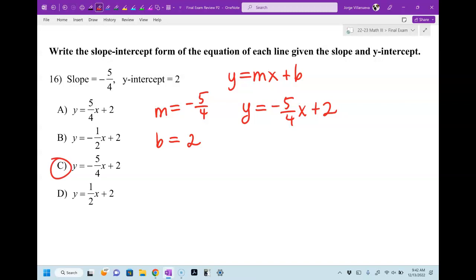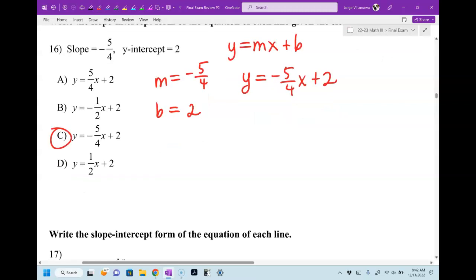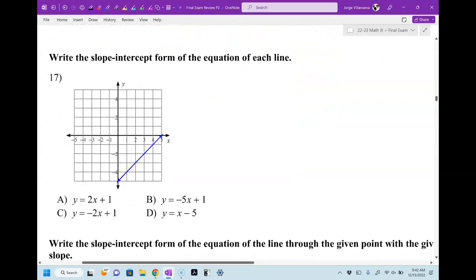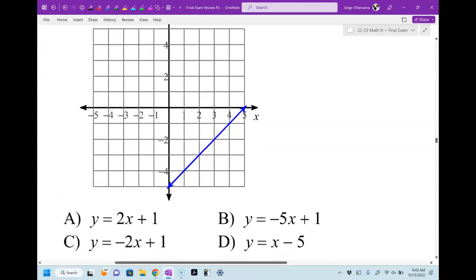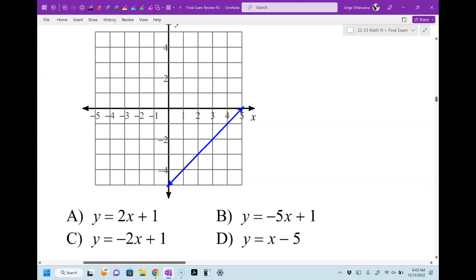So that one's really quick. But they progressively get harder as we keep moving, okay? But that one was pretty quick. Now, 17 is very similar, but they do kind of give us less information here. They said, write the slope-intercept form of the equation of the line. Okay, so let me zoom into the graph here. So I have to get this equation, y equals mx plus b. All right, I need my slope and I need my y-intercept.